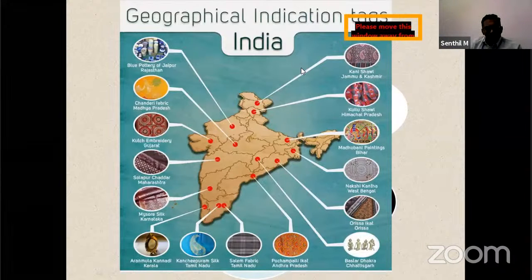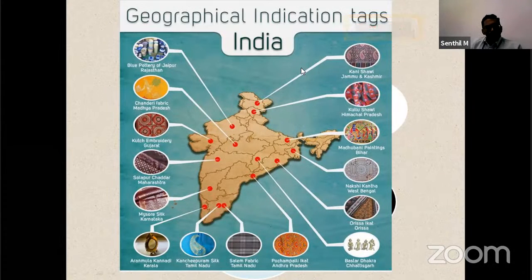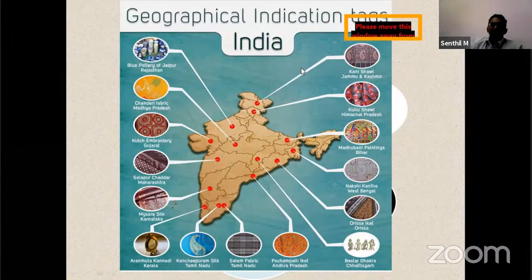GI tags are available, and anyone can identify their place and tell. I can give a lot of examples from down south and Tamil Nadu, but I have given examples throughout India. In Rajasthan, blue pottery has a GI tag, and Mysore silks as well. The people in Mysore can start a company, manufacture silks, brand them Mysore silks and export them throughout the world. This is the benefit of GI tagging, where the government of India is helping the economy.